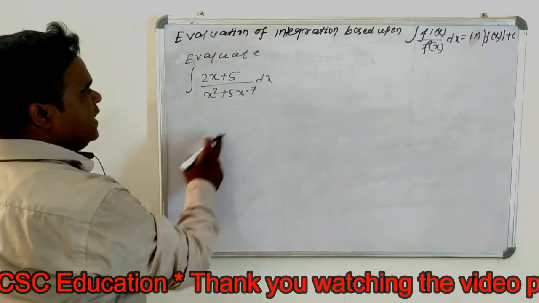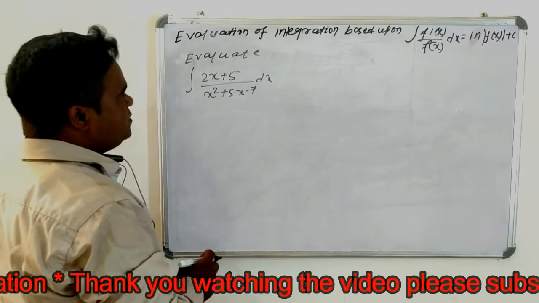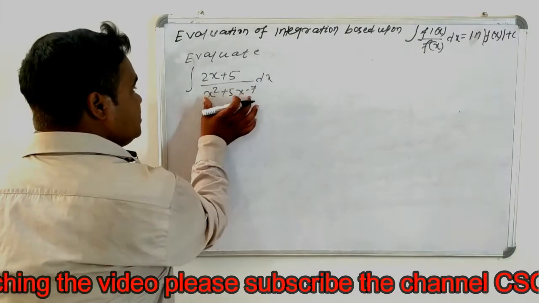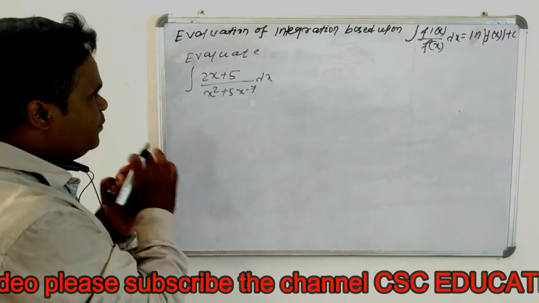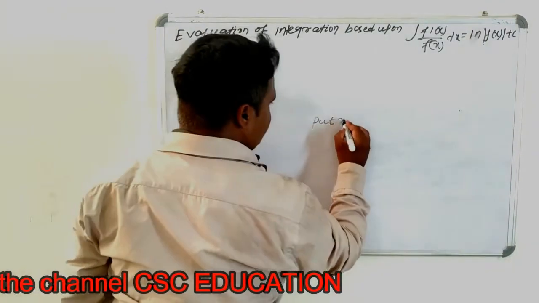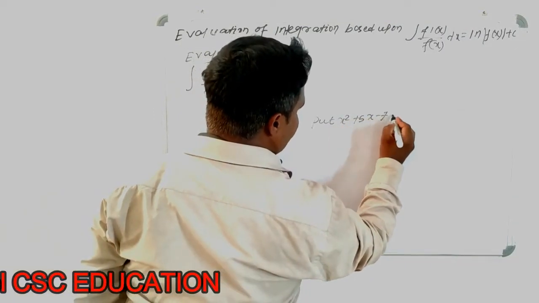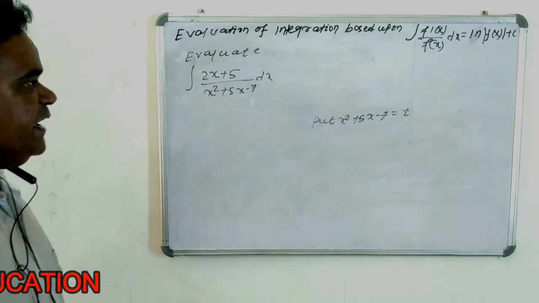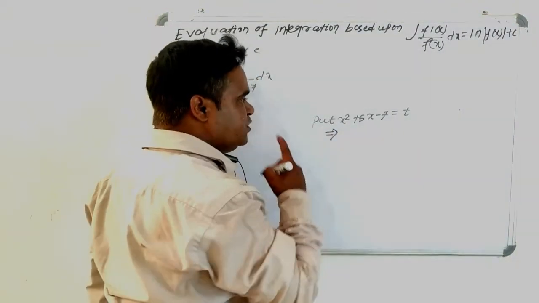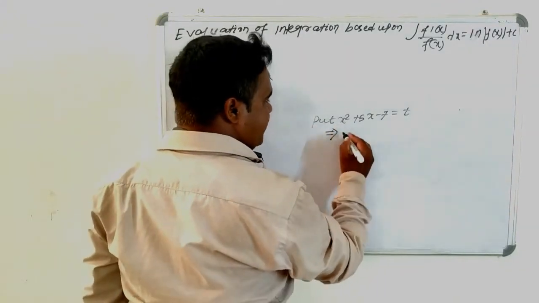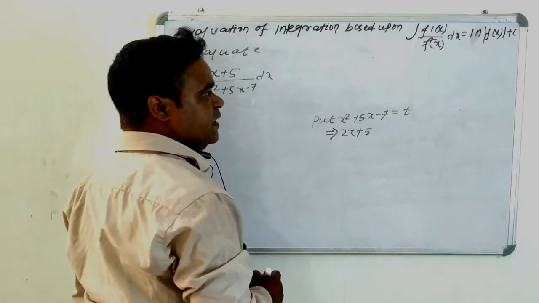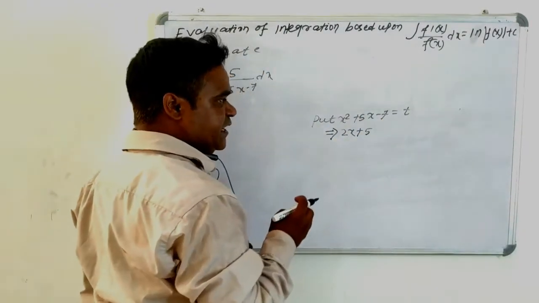Here f(x) is the lower part, x² + 5x − 7, because the upper part is its derivative. Okay, I put this in this format. Suppose x² + 5x − 7 = t, where t is a function of x. Taking the derivative of both sides with respect to x: the derivative of x² is 2x, of 5x is 5, and −7 is a constant, so its derivative is 0.